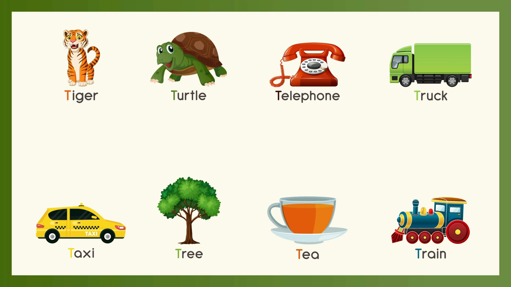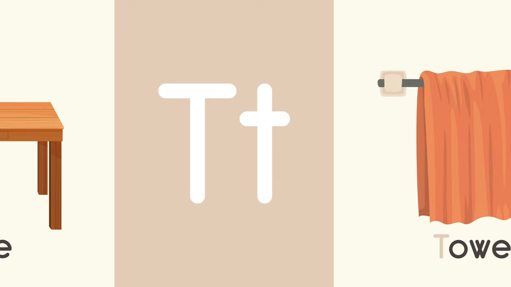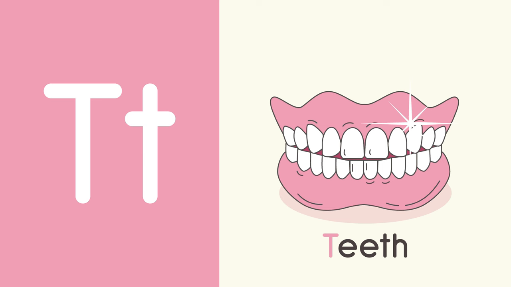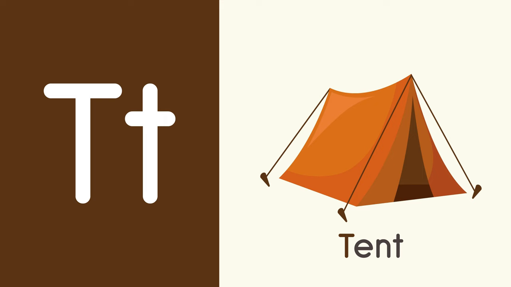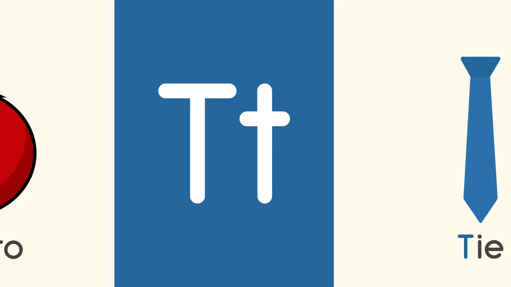T is for tall. T is for table. T is for teeth. T is for television. T is for tractor. T is for ten. T is for tie. T is for tomato.